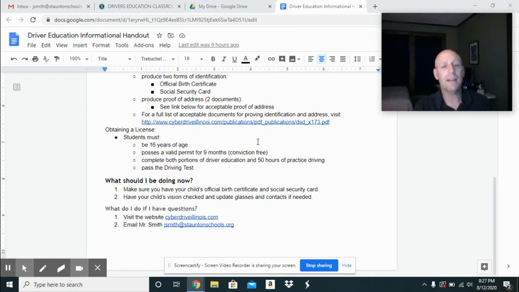And then finally, you have to pass a driving test. So you've already passed a vision test, you've already passed a written test, and then you have to pass a driving test. So there's 3 tests you got to pass to get your license. The vision and the written you have to pass to get your permit. The driving you got to pass to get your license.